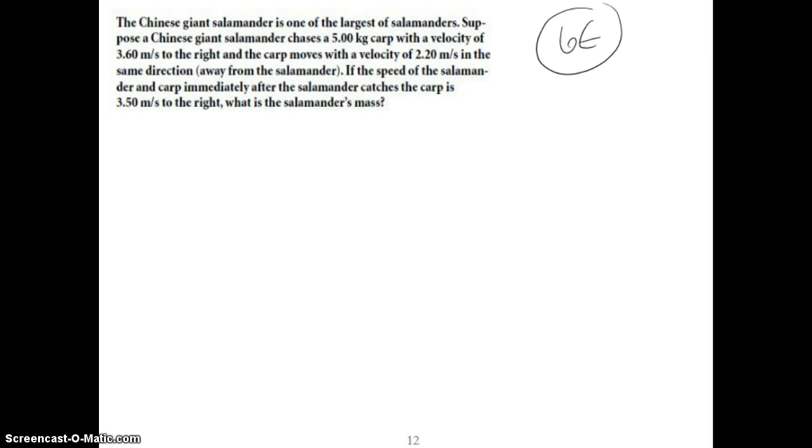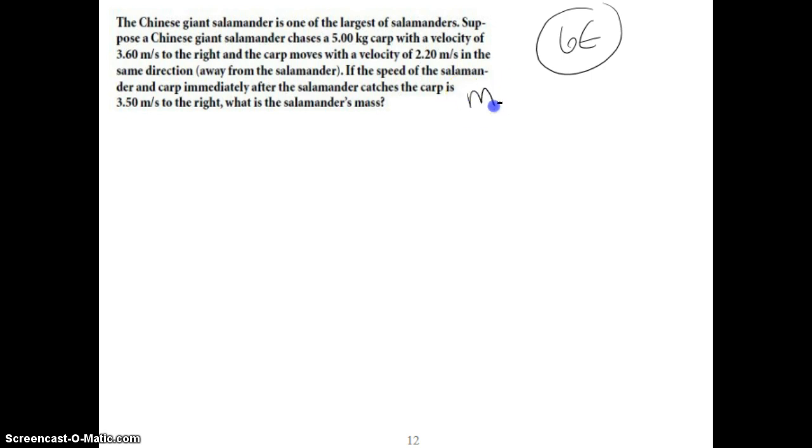The Chinese giant salamander is one of the largest salamanders. Suppose a Chinese giant salamander chases a 5-kilogram carp with a velocity of 3.6 meters per second to the right, and the carp moves at a velocity of 2.2 meters per second in the same direction. If the speed of the salamander and the carp immediately after the salamander catches the carp is 3.5 to the right, what's the salamander's mass? So we're assuming when the salamander catches the carp, he eats it, so now it's inelastic, they're moving together.